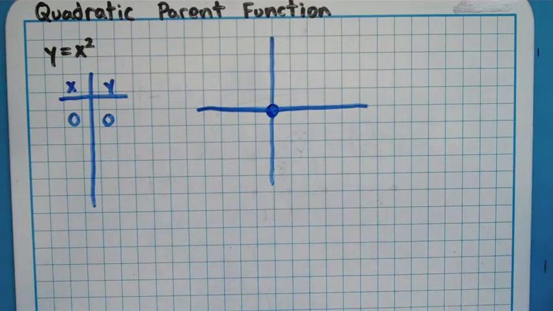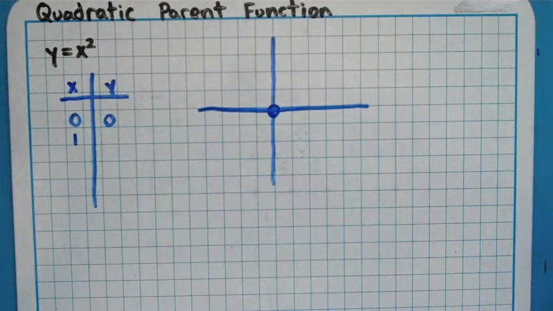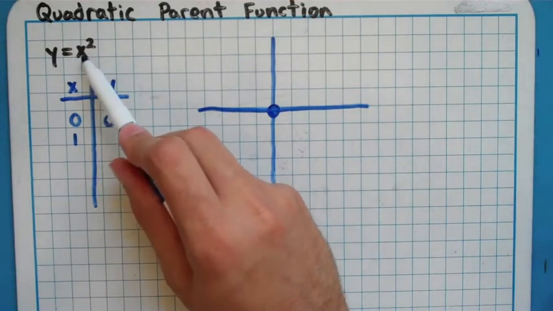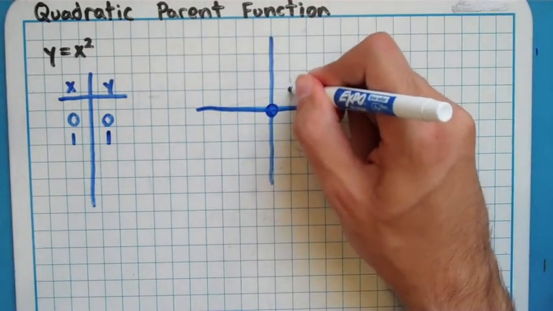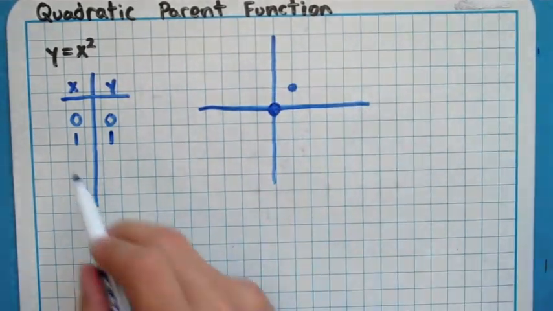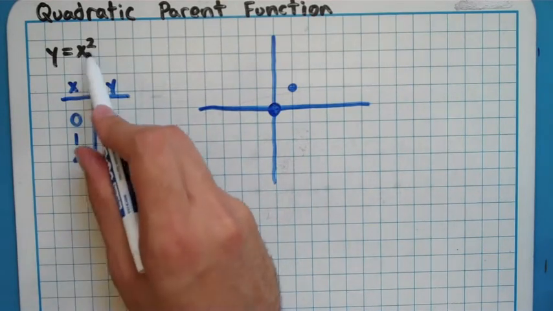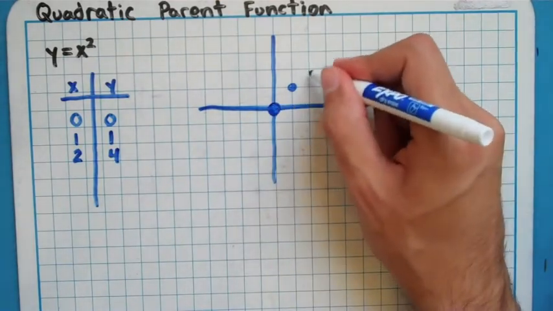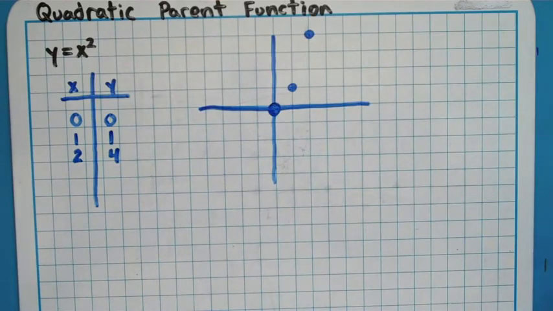I'm going to go ahead and plug in a 1. Again, there's no right or wrong points to choose, but nice small whole numbers are usually good options. If I plug in a 1, 1 squared is going to be a 1. So 1 comma 1 is on my graph. If I plug in a 2, 2 squared is going to be a 4. So 2 comma 4 is on the graph. And I'm going to stop right here for a second just so you guys can see.